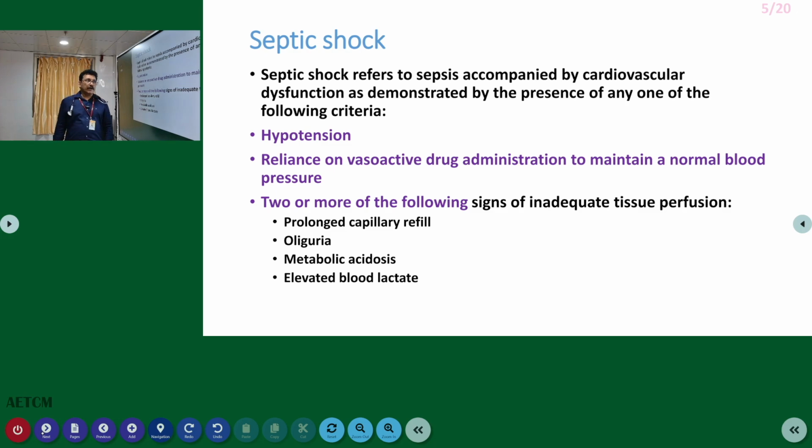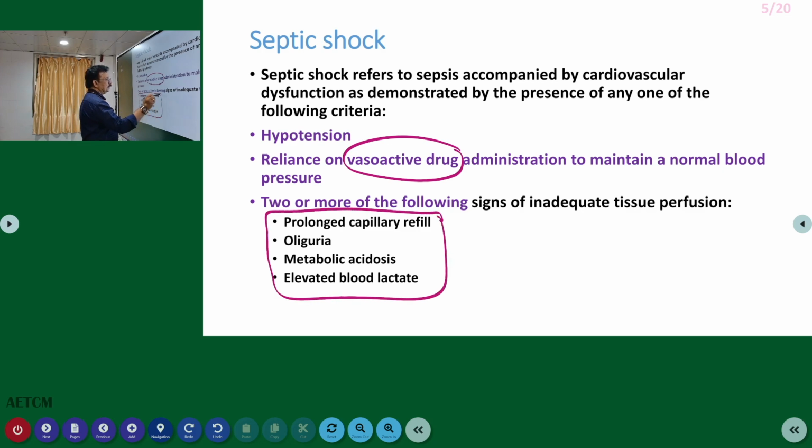Now septic shock. We have already seen that the patient has hypotension requiring vasoactive substances like noradrenaline or norepinephrine or other drugs to maintain the mean arterial pressure above 65. That is septic shock. Other parameters which can define septic shock are prolonged capillary refill time, reduced urine output because the kidneys are hypoperfused, metabolic acidosis, mostly lactic acidosis, and elevated lactate that we have seen.